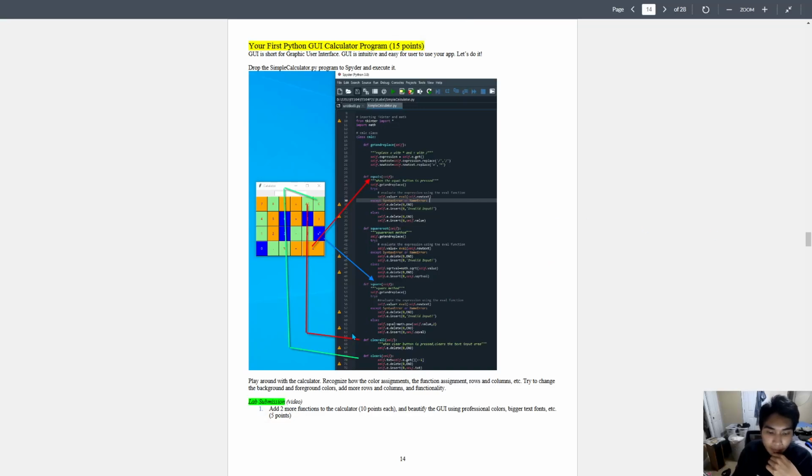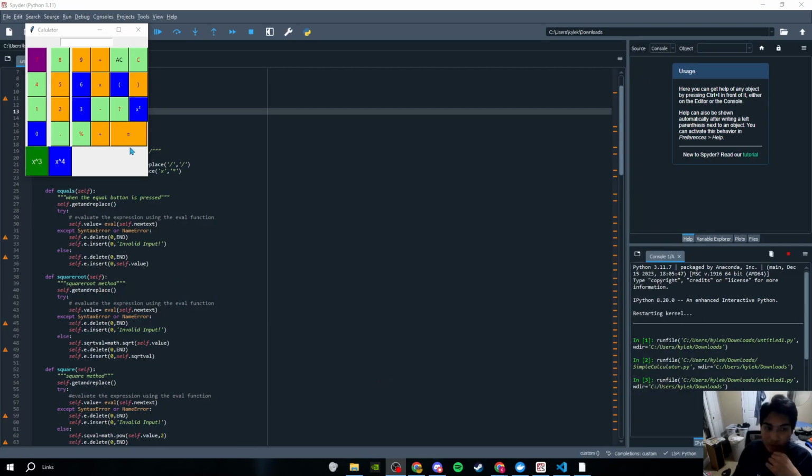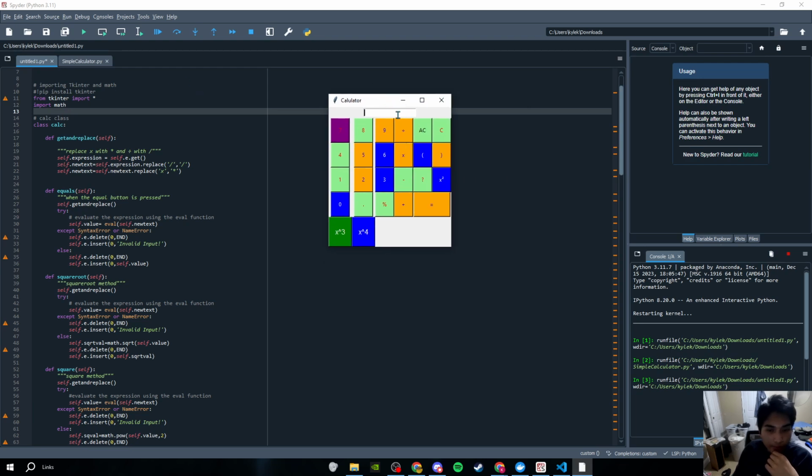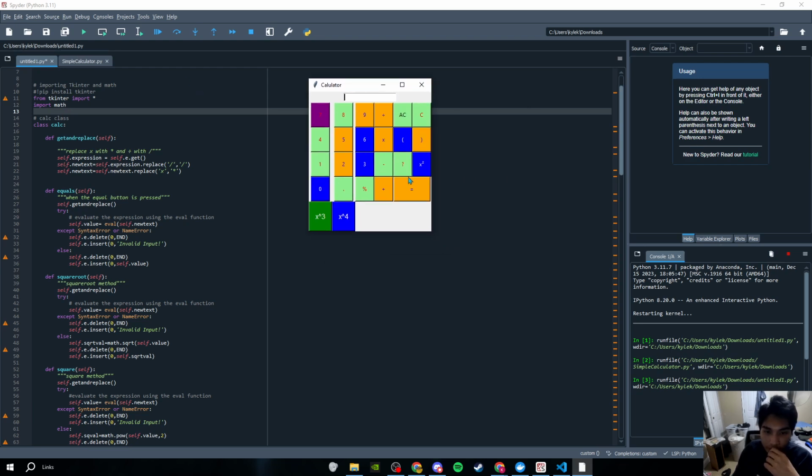So for this part of the lab, we're responsible for adding 2 more functions to the calculator with the code given, as well as to make the GUI more professional looking with however we want to do it. So the sample code that was given to us outputs this calculator, and you can see it's very distracting. There's multiple colors. The font is different. The font color is also different, and the button sizes are just all over the place.